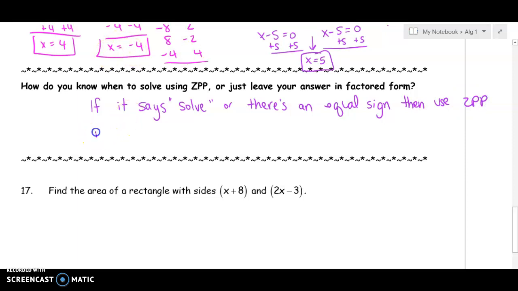If it just says to factor, if there's no equal sign, it doesn't say the word solve, you're just going to factor. All right, do not set it equal to 0, do not solve. Okay, that's how you can tell the difference.